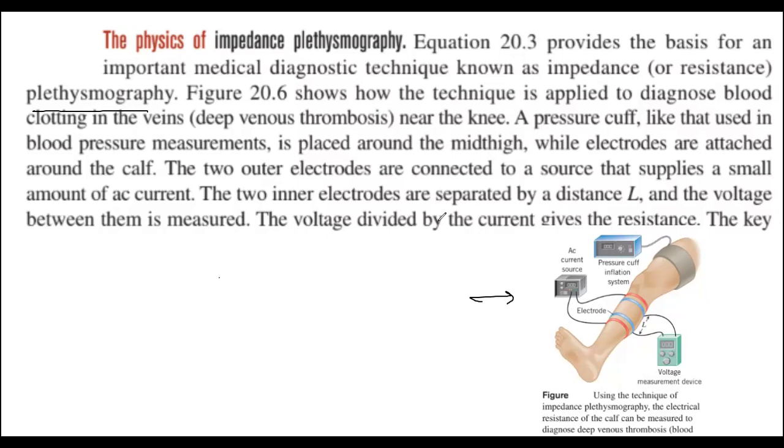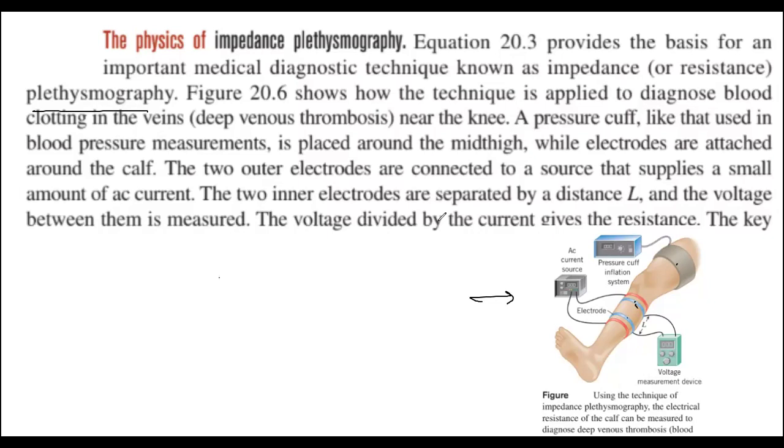Here is a pressure cuff, which is used to take blood pressure measurements. It is placed here in the mid thigh area. The electrodes which you see over here, the blue color electrodes, are attached around the cuff.